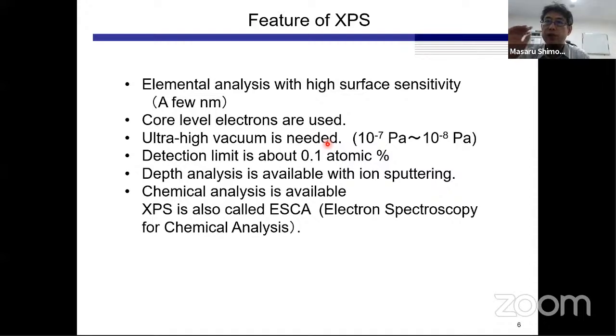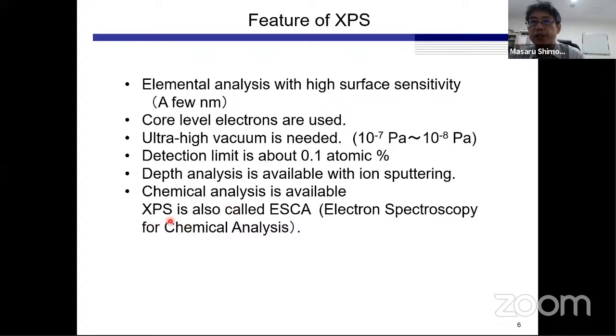Also, as I told you, it's very surface sensitive. So if the vacuum pressure is rather high, then impurity always attaches on the surface. That is not good for the material information. So ultra-high vacuum is always needed. And the detection limit is about 0.1 atomic percent. Depth analysis is also available with ion sputtering. And chemical analysis is available. The last one is very important. Chemical analysis is not equal to elemental analysis. This information, I will give the chemical analysis details later.